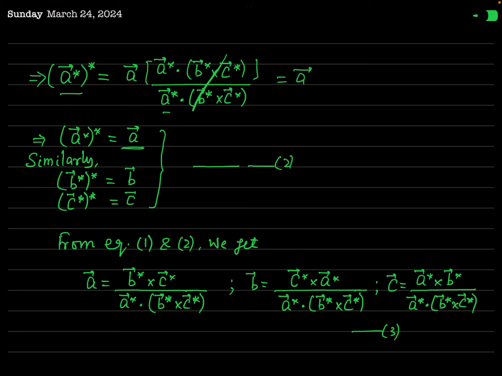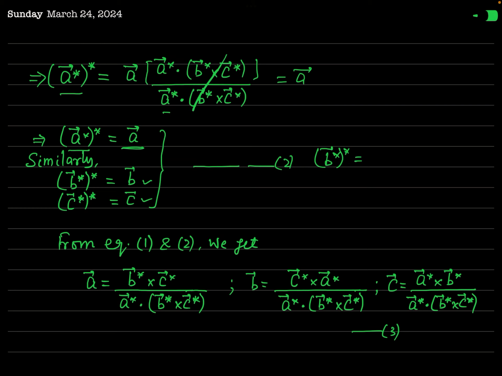So we have shown that A star star is equal to A. Actually, in a similar manner, you can also prove that B star star is equal to B and C star star is equal to C. I have not done the algebra here. This is just homework for you. You can try it. When you define this B star star, how will we define it?